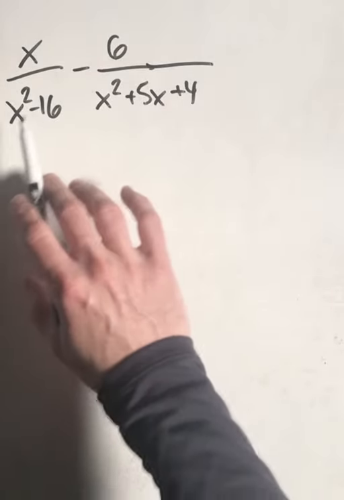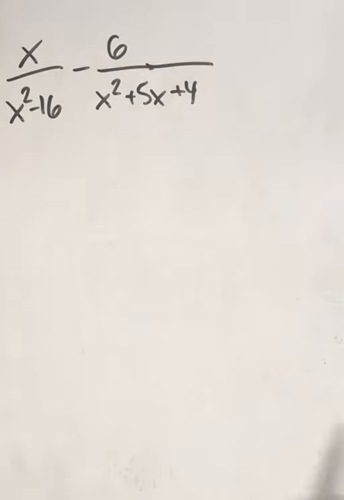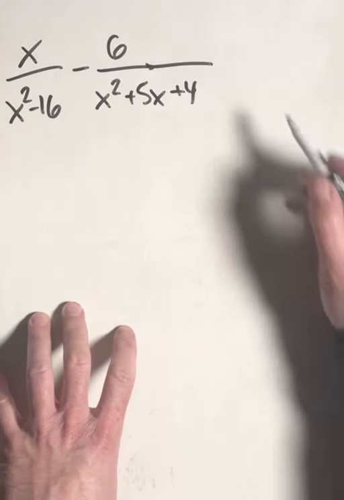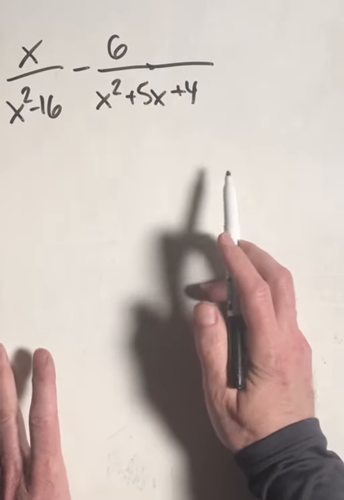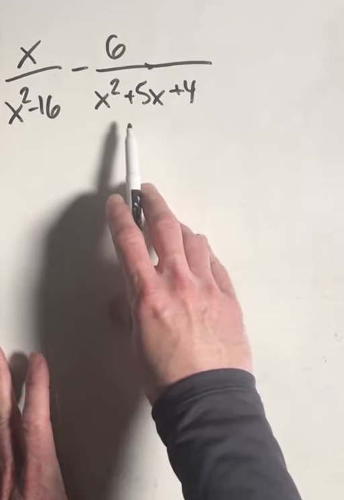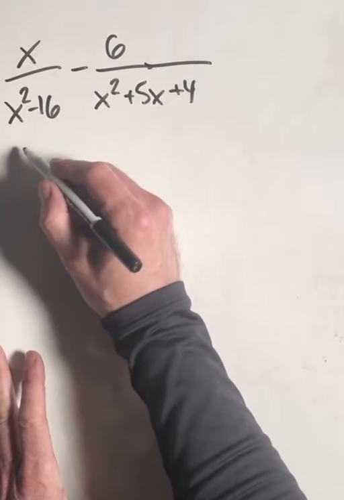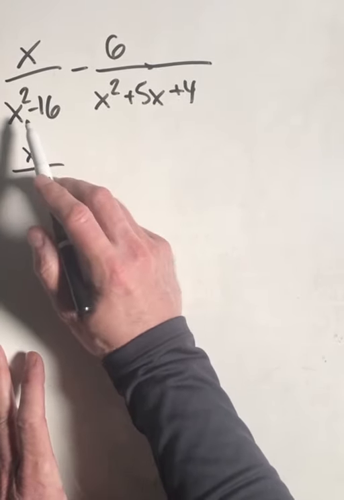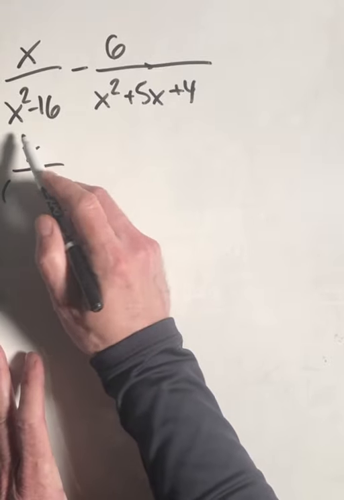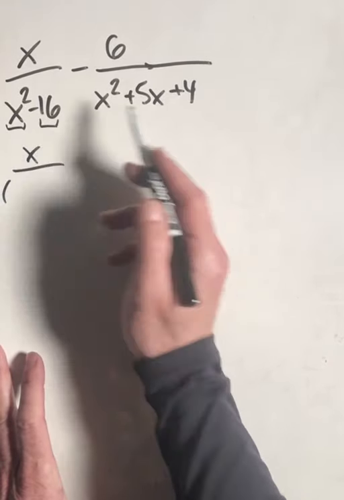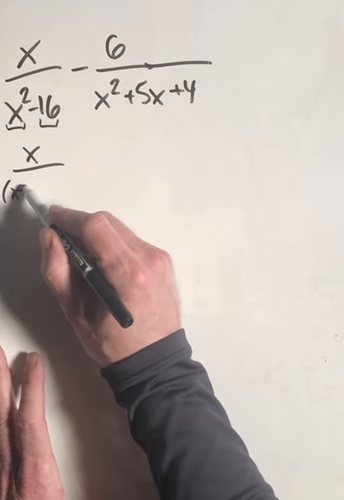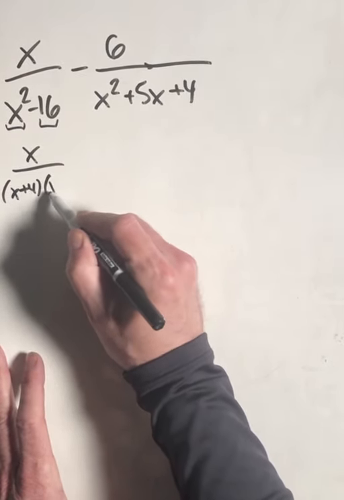When subtracting rational expressions with different denominators, we need to find a common denominator. So the first thing I'm going to want to do is factor each of these to find out what the factors really are. So this first one is really x over, and I look at x squared minus 16. Well, that is a difference of two squares. That is x squared minus 4 squared. So this is really x plus 4 times x minus 4.